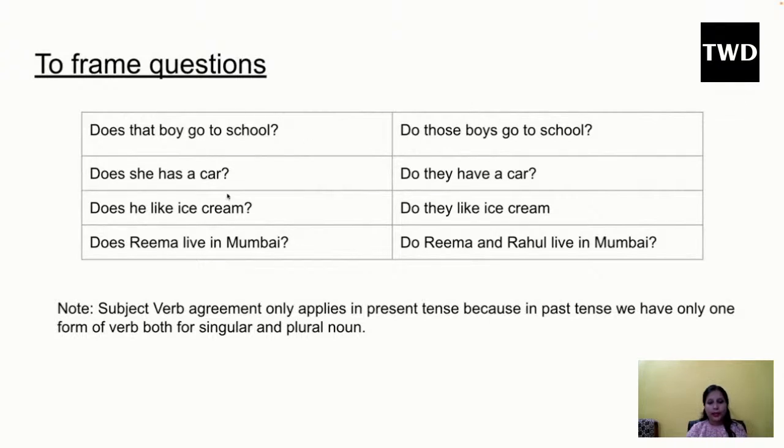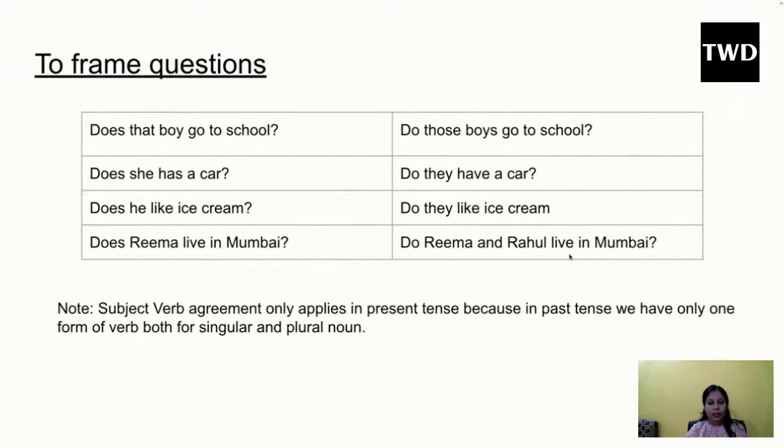Does she have a car? Do they have a car? Does he like ice cream? Do they like ice cream? Does Rima live in Mumbai? Do Rima and Rahul live in Mumbai?